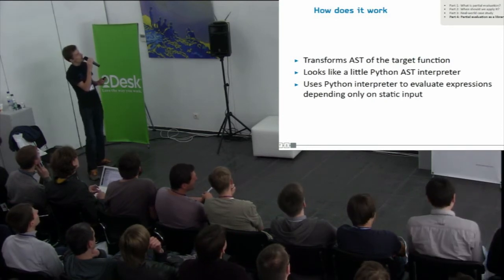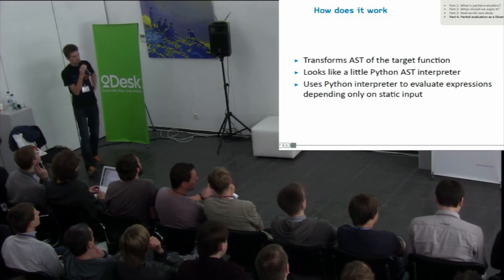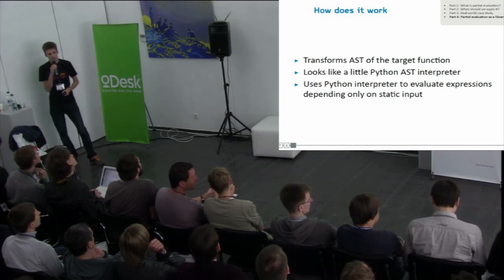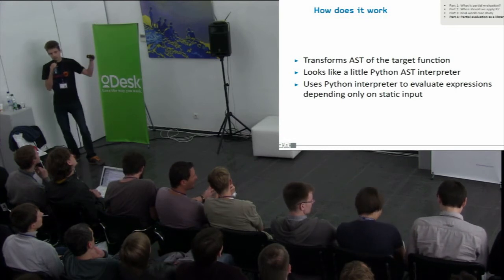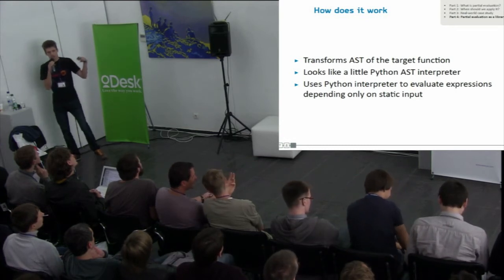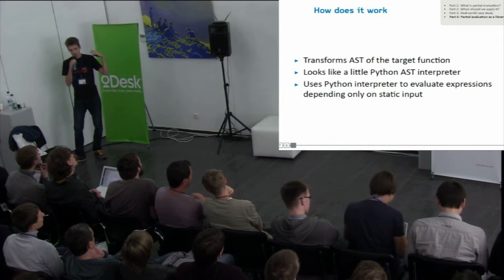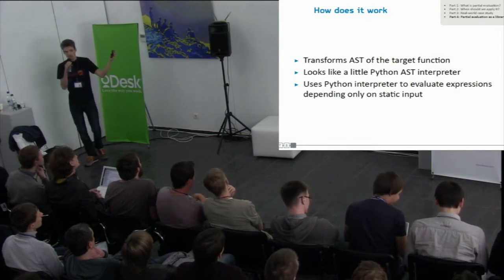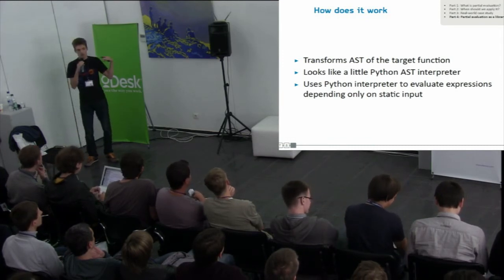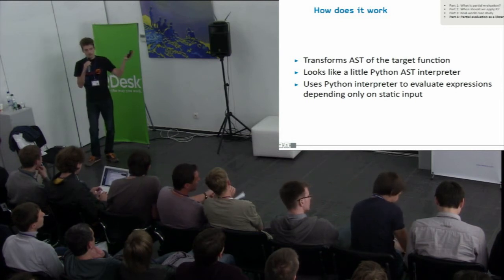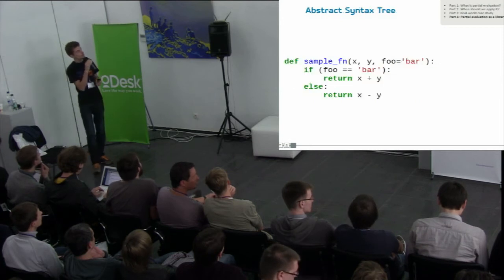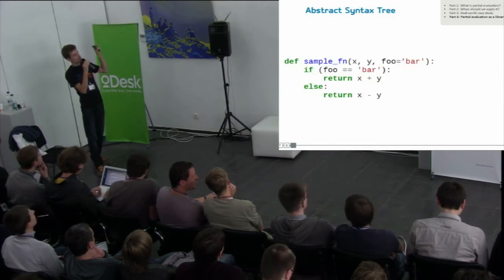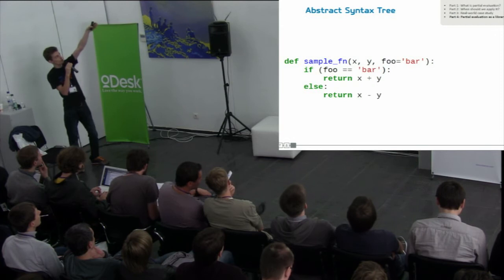Okay, so how does it work? It works on the abstract syntax tree level. It transforms this abstract syntax tree, and as it operates at runtime, it can use the Python interpreter to evaluate parts of the function that you know statically. So what is an abstract syntax tree? It's a syntax tree that represents your program.